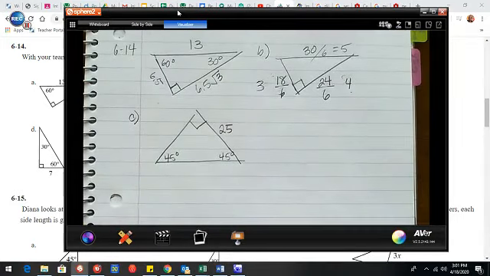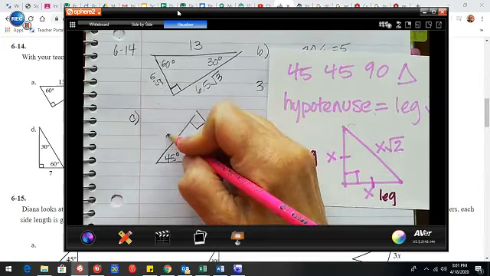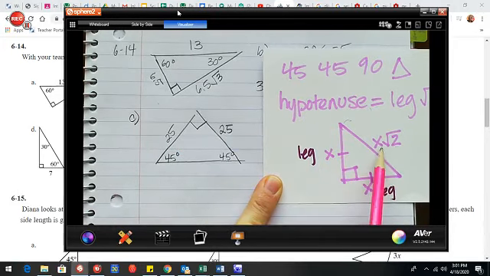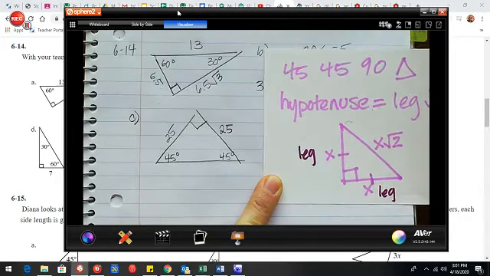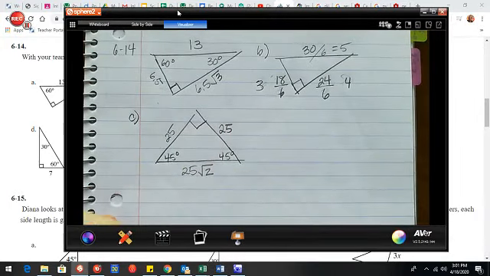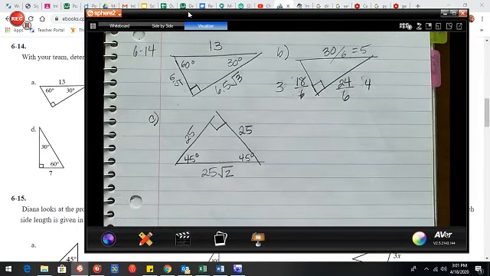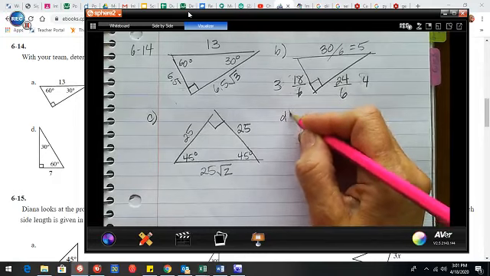Okay, so 45, 45, 90. The two legs are going to be the same. So this is 25, and then the hypotenuse is just going to be whatever that leg is times the square root of 2. So 25 square root of 2. Okay, part D is a 30, 60, 90 triangle.